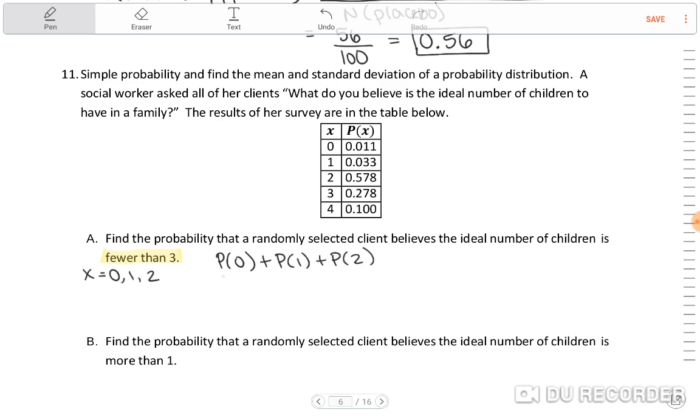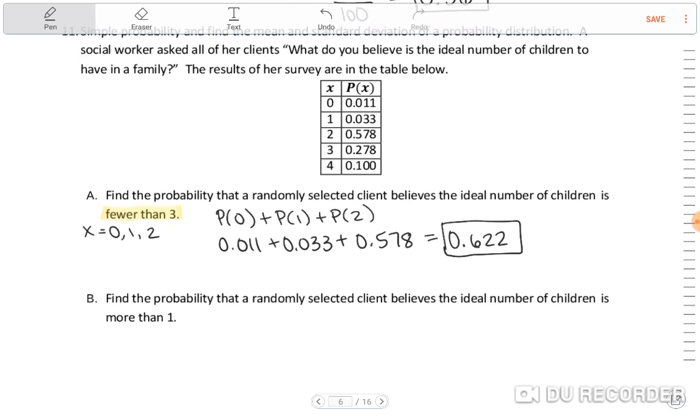Okay, so probability of 0, 0.011. Probability of 1, 0.033. Probability of 2, 0.578. So if you add them all up, you get 0.622. Easy as that. All right.